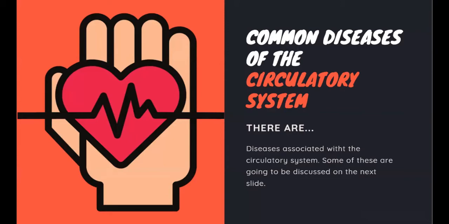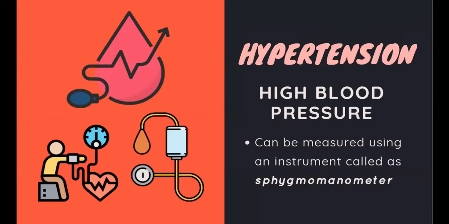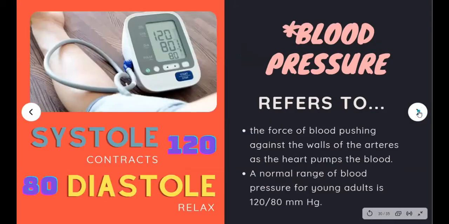Now, there are diseases associated with the circulatory system. Let's start first by talking about hypertension. Hypertension is also known as high blood pressure. Blood pressure can be measured using an instrument called a sphygmomanometer. Blood pressure refers to the force of blood pushing against the walls of the arteries as the heart pumps the blood. A normal range of blood pressure for young adults is 120/80, and a hypertensive person experiences pressure that is higher than normal in the arteries.